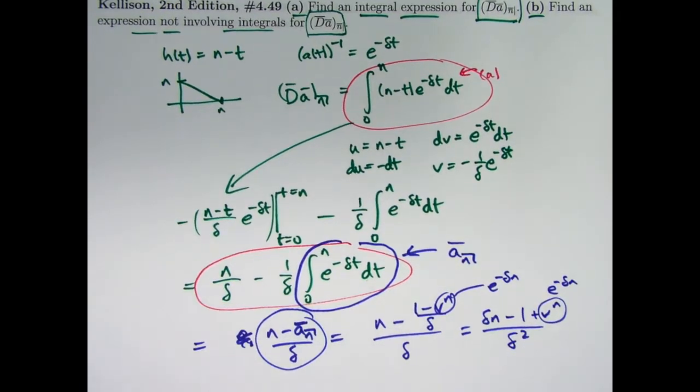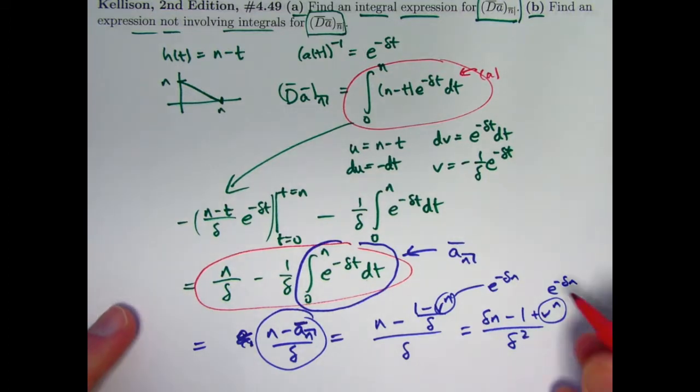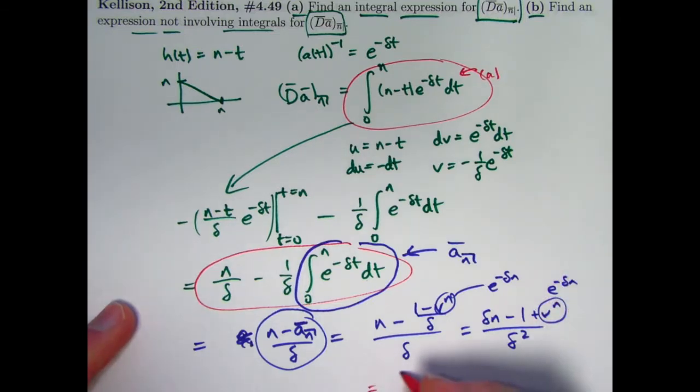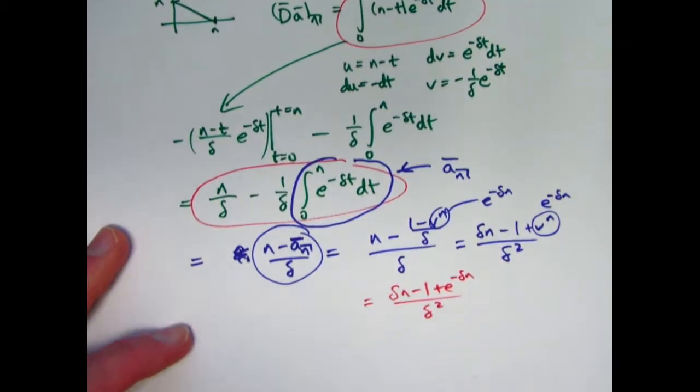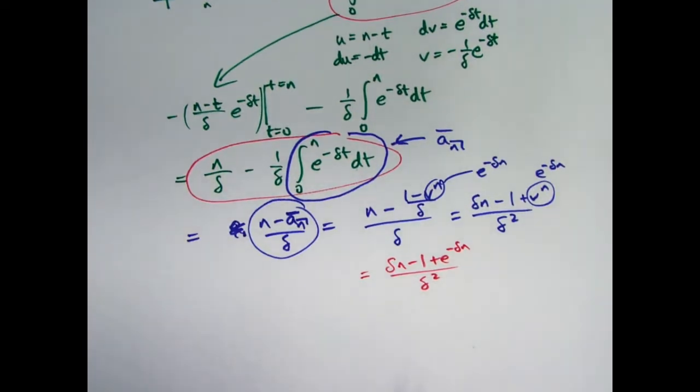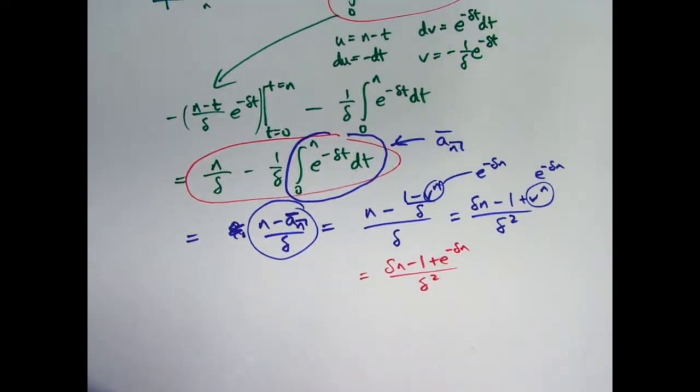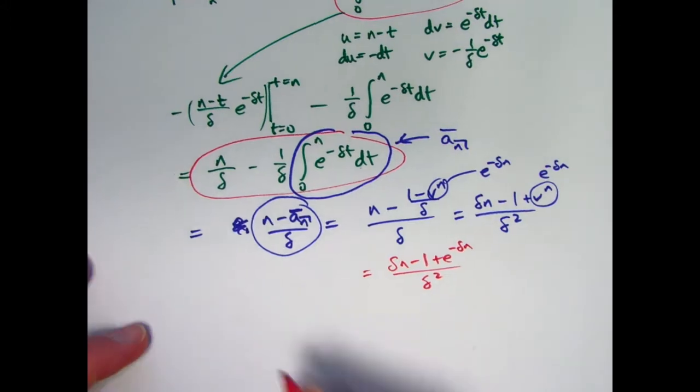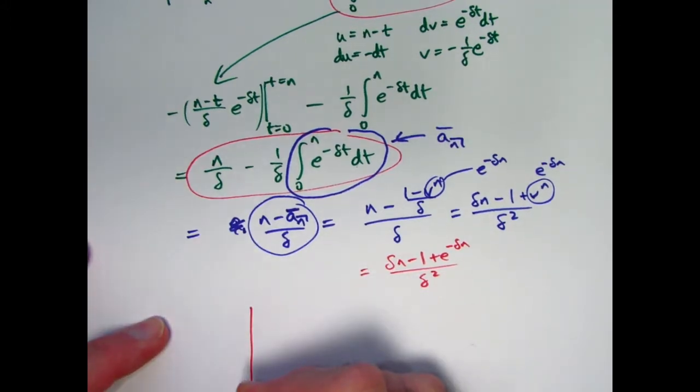Let me finish this video by doing something I usually don't do. Now let's think about the graph of this thing. Let's go ahead and consider this last expression with the e in there. Delta n minus 1 plus e to the negative delta times n over delta squared. I took the chance of graphing this as a function of delta for fixed n, just to see what it looked like.